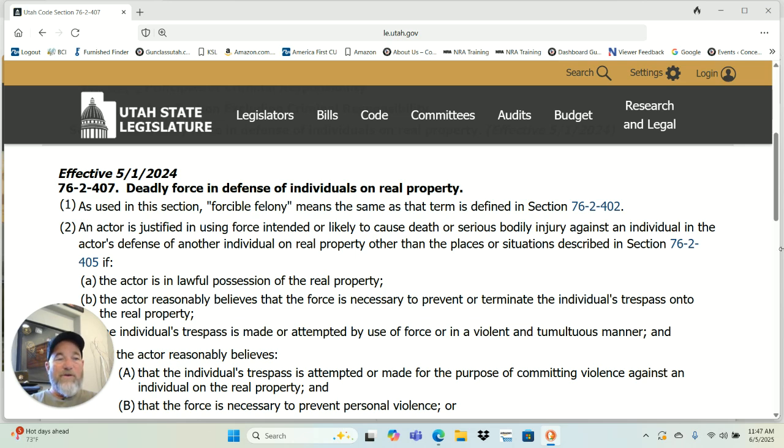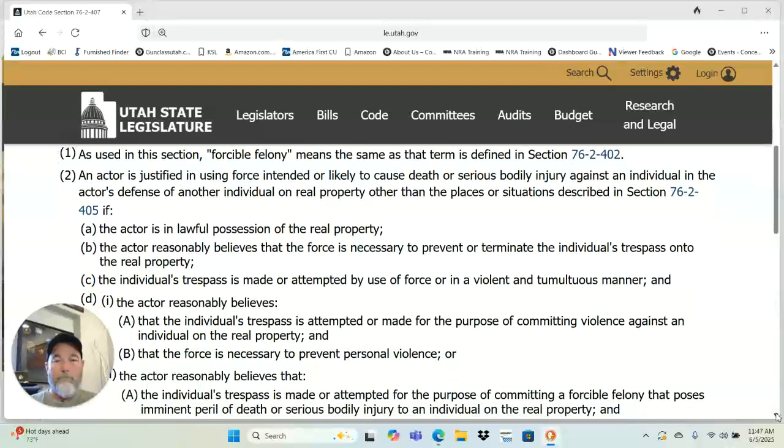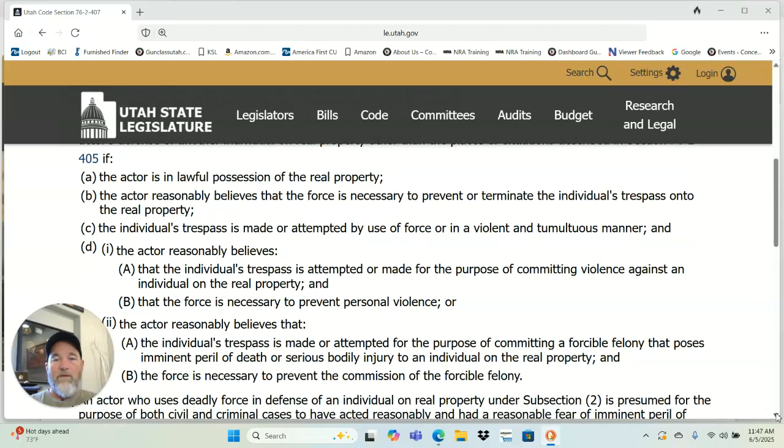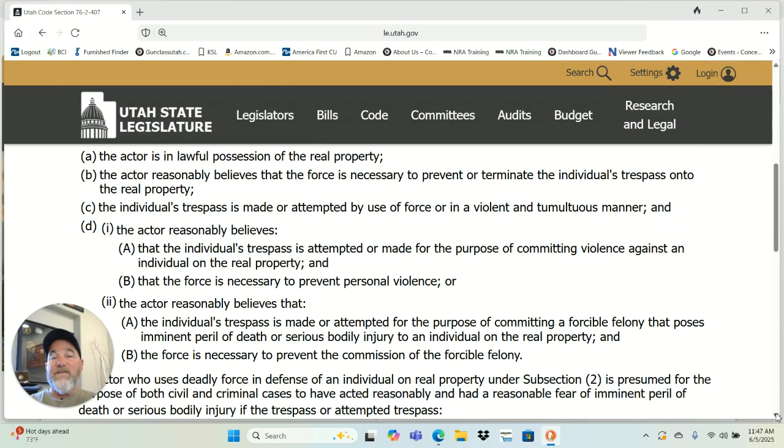It says an actor is justified in using deadly force against an individual that's trespassing onto real property only if you're in lawful possession of the real property. You also must reasonably believe that deadly force is necessary to prevent or terminate the individual's trespass onto the real property. The individual's trespass is made or attempted by use of force or in a violent, tumultuous manner, and one of these under D.